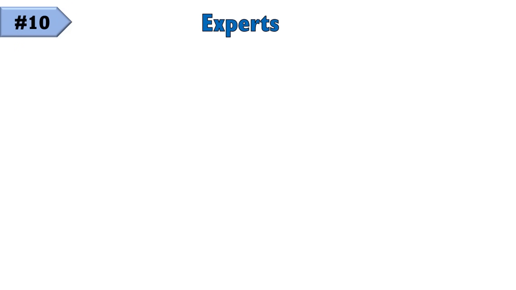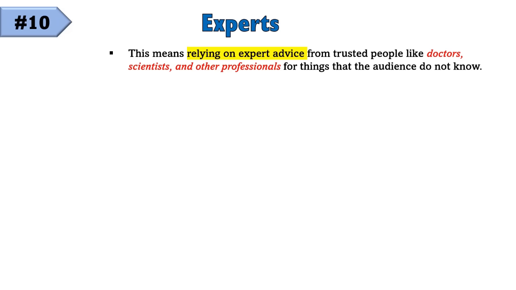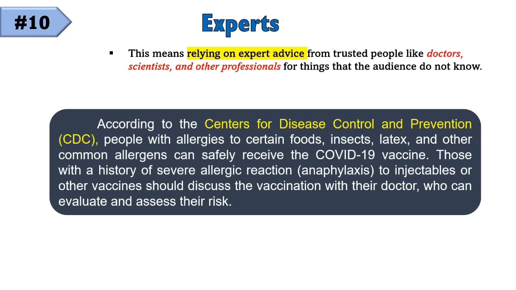And lastly is experts. This means relying on expert advice from trusted people like doctors, scientists, and other professionals for things that the audience do not know. The idea that these experts are risking their credibility to support an object or idea makes the persuasion more effective. Look at the given example.